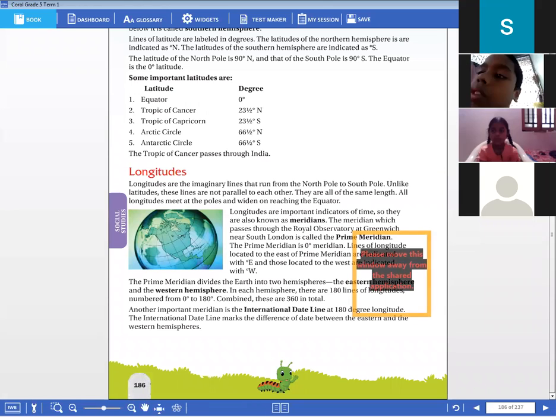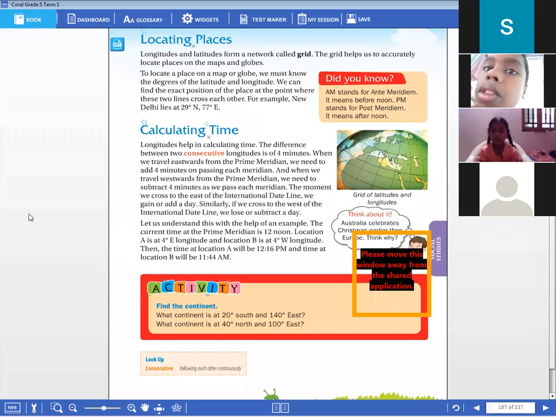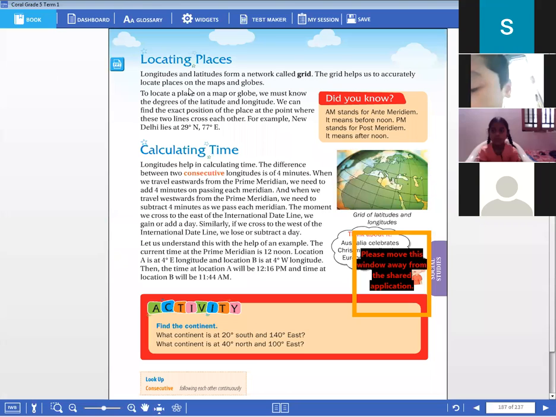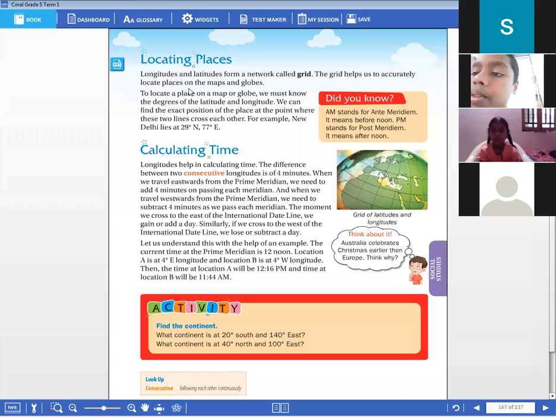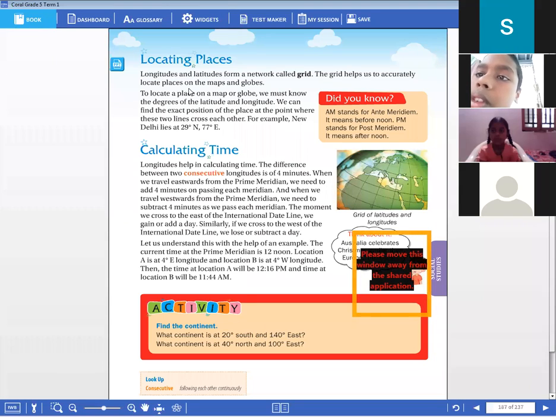Okay. So here we have completed the explanation of longitude. Locating places. Now we came to know what longitudes are and what latitudes are, and the differences between them. Now let's know how to locate a place using longitudes and latitudes, children.